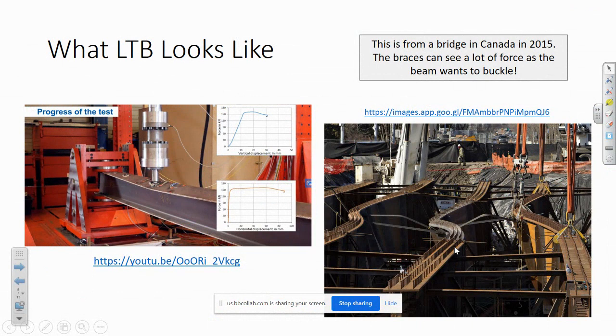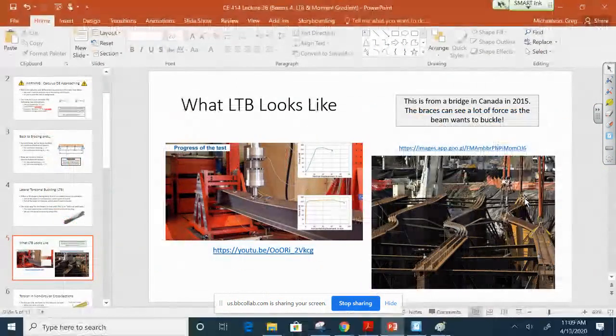When buckling is wanting to occur, the braces can see a lot of force. I mean, you can see the braces, they've given out too. That can happen too under these scenarios. You can find that the brace gives out before the beam does, or it's a combination sometimes of the two. But yeah, this is what happens with LTB.